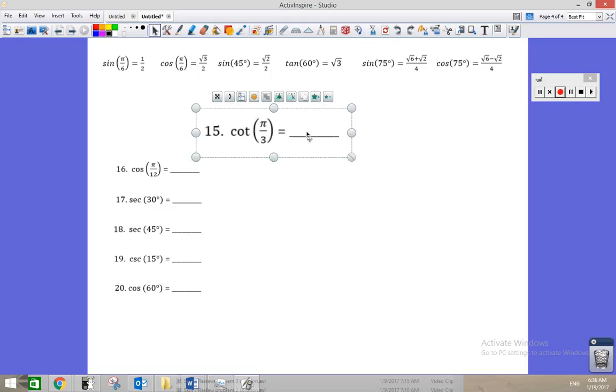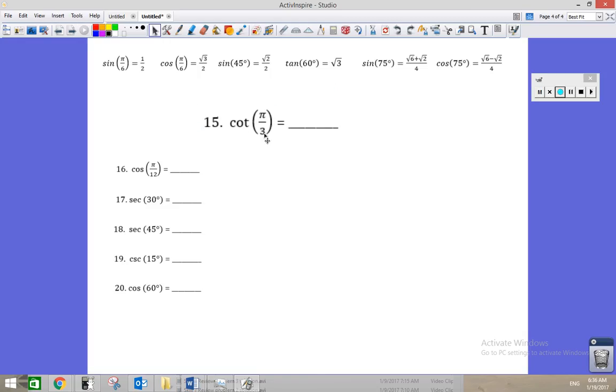For the cotangent of pi over 3, I look here and it doesn't give me the cotangent of pi over 3. But pi over 3 is the same thing as 60 degrees. Does it give me the cotangent of 60? No. Cotangent and tangent are cofunctions. Does it give me the tangent of 30 degrees? It gives me the cotangent.